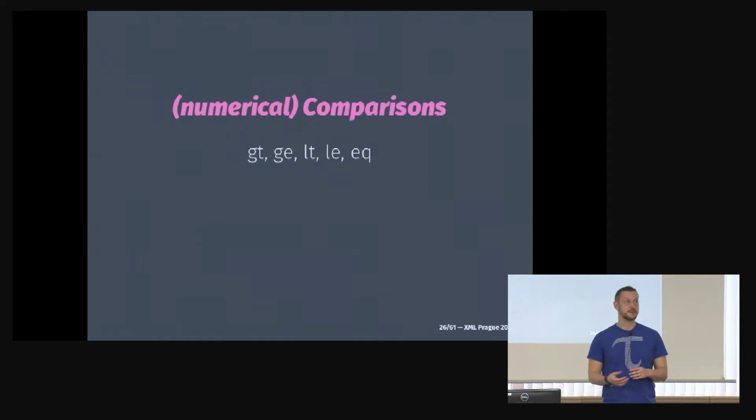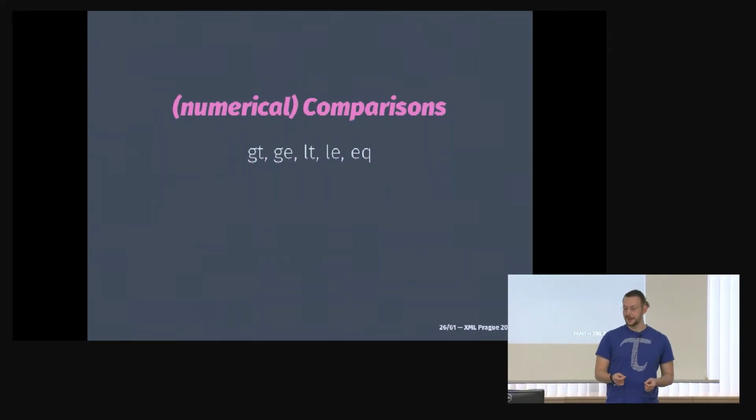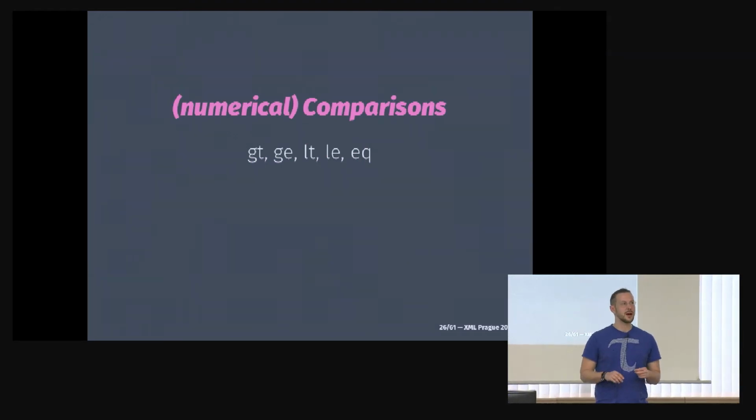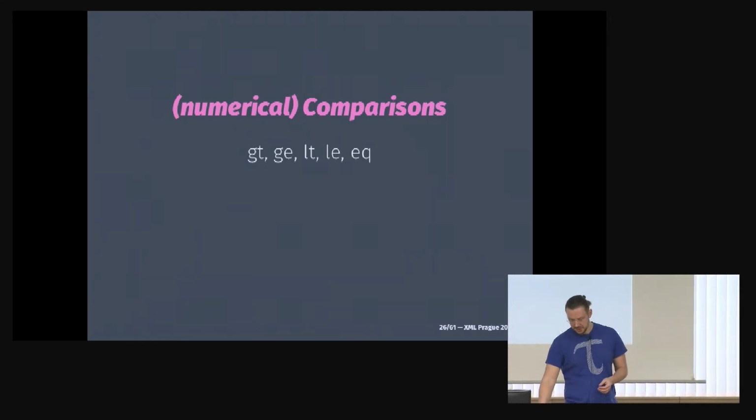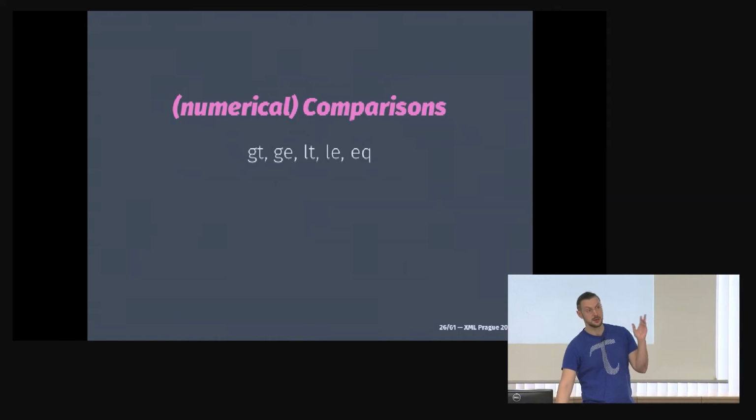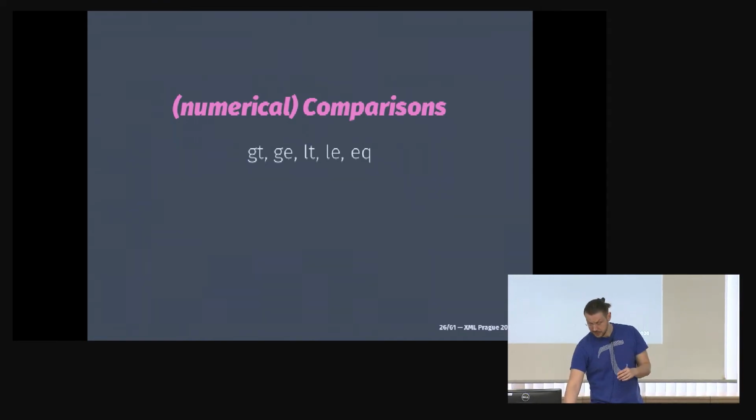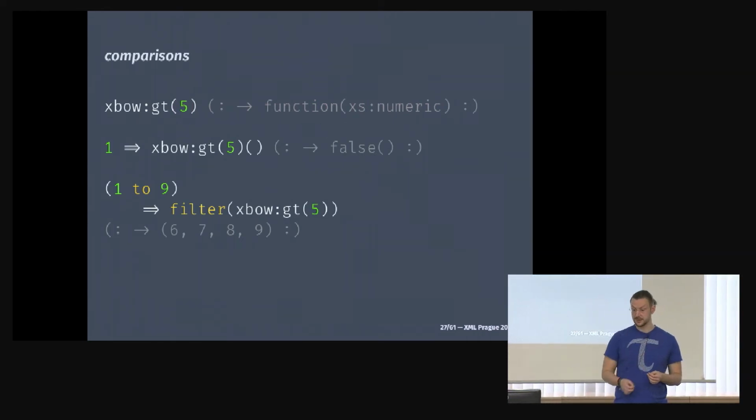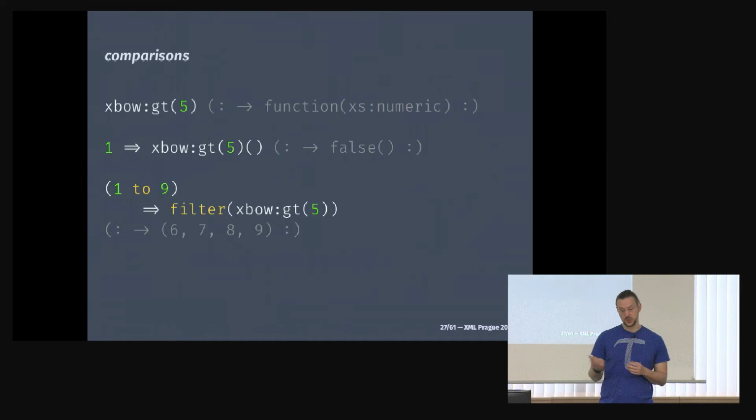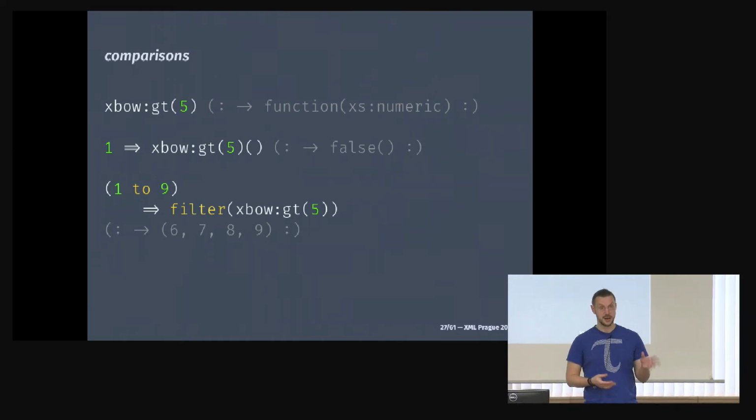The first set of things I came up with is numerical comparisons. Kind of a no-brainer. I'm just wrapping GE, GT, LE, EQ, and LT in a function so that it can be put after the arrow operator. How does it look in practice? So I have this function, crossbow GT, and I give it a 5. What I get back is a function with array1.